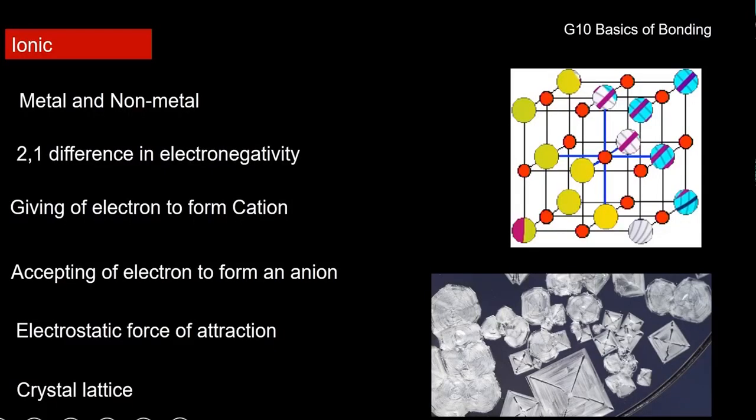Right, so here's a brief description of it. Metal and non-metal, electronegativity difference of 2.1. The thing that's giving the electron becomes the cation, that's the positively charged. The thing that's accepting the electron becomes the anion. There's an electrostatic attraction, and what results is a big crystal lattice.